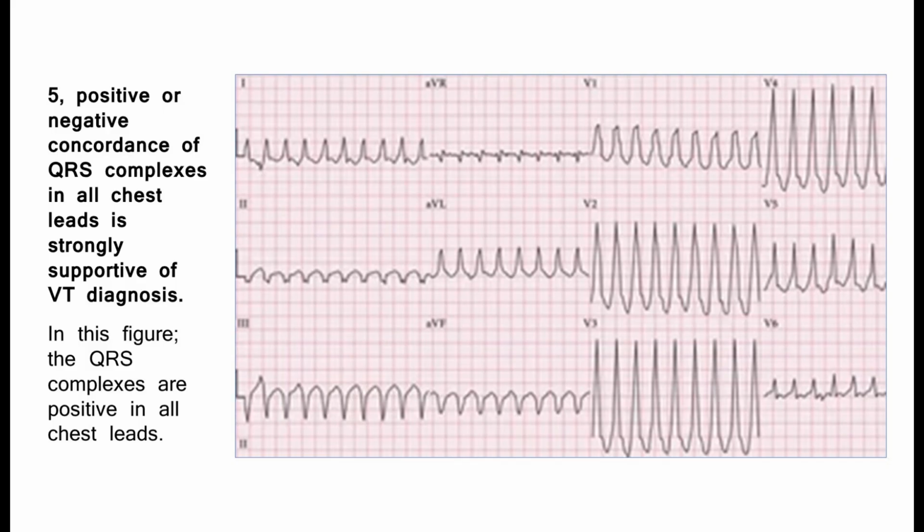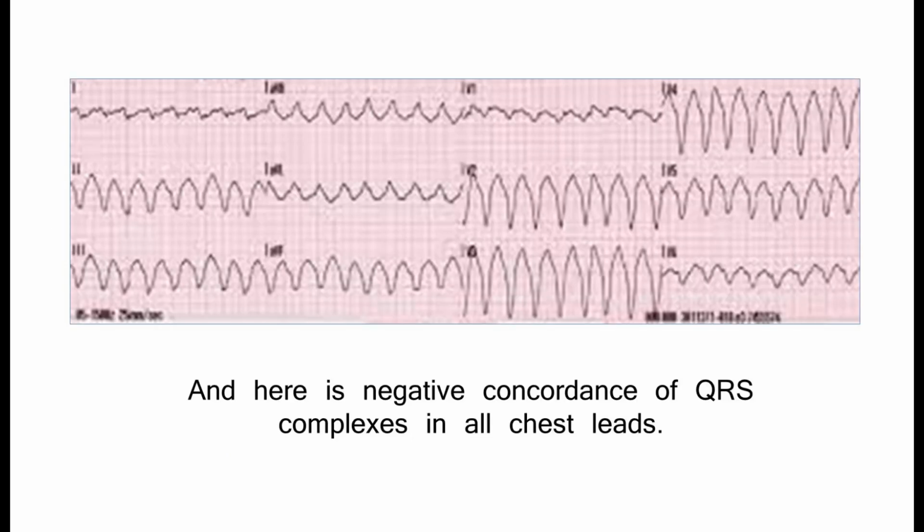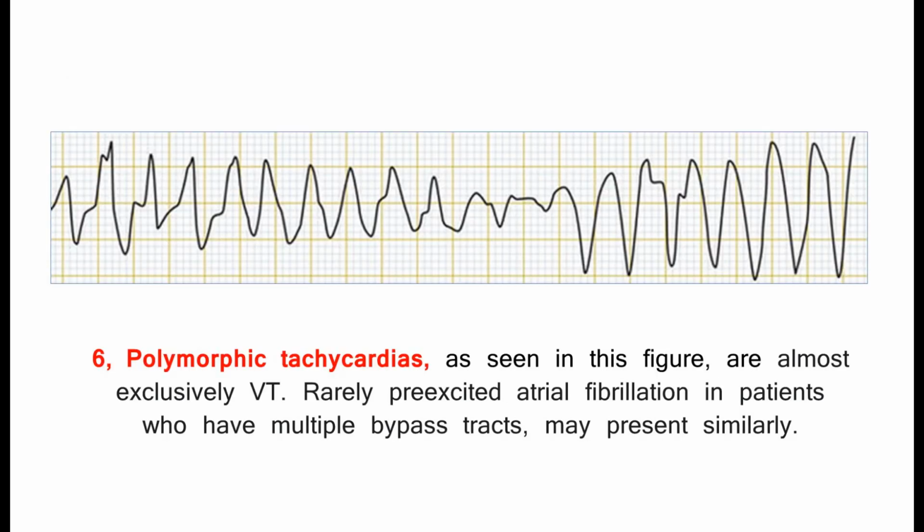5. Positive or negative concordance of QRS complexes in all chest leads is strongly supportive of VT diagnosis. In this figure, the QRS complexes are positive in all chest leads. And here is negative concordance of QRS complexes in all chest leads. 6. Polymorphic tachycardias, as seen in this figure, are almost exclusively VT. Rarely, pre-excited atrial fibrillation in patients who have multiple bypass tracts may present similarly.